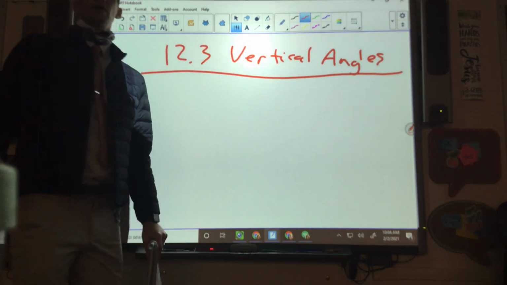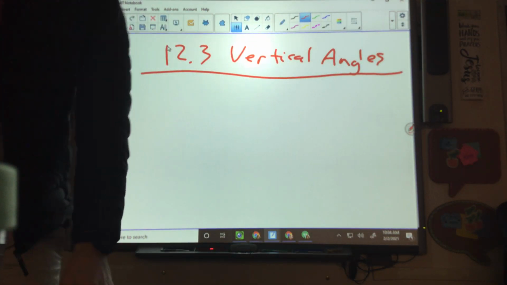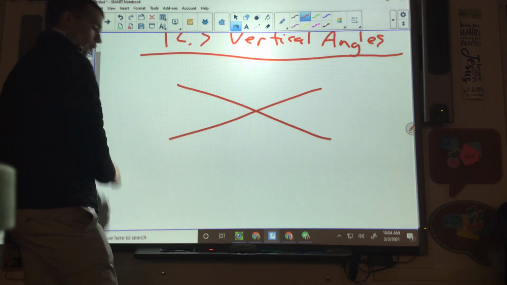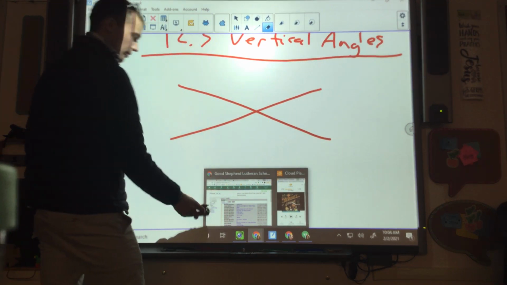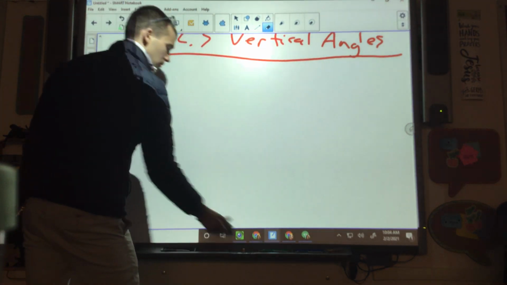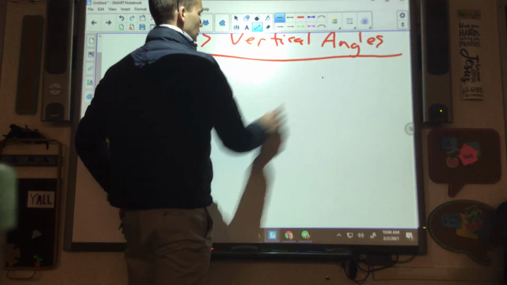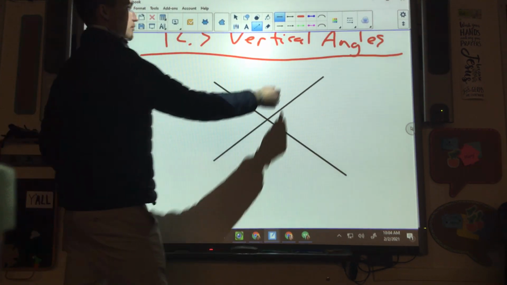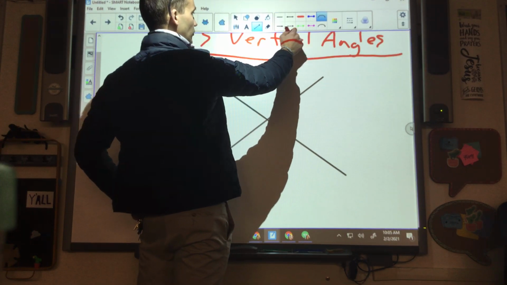Some of you probably have already seen this, but vertical angles all means is that you've got two lines that are crossing each other.